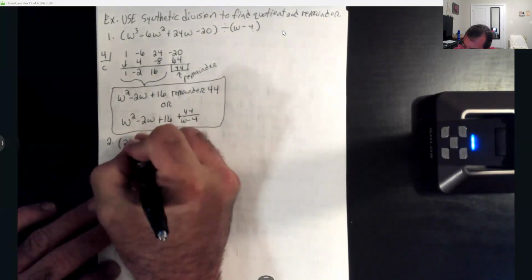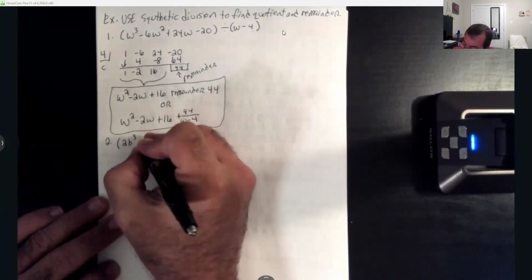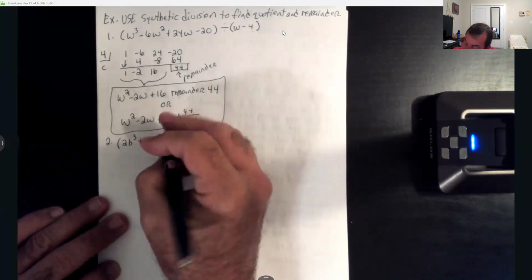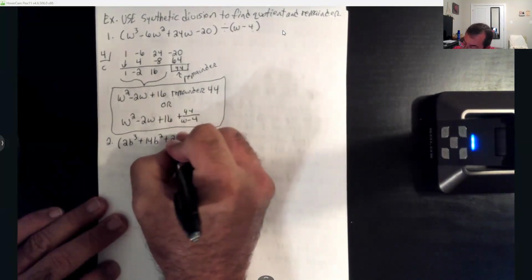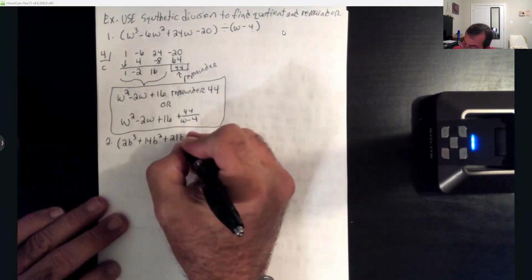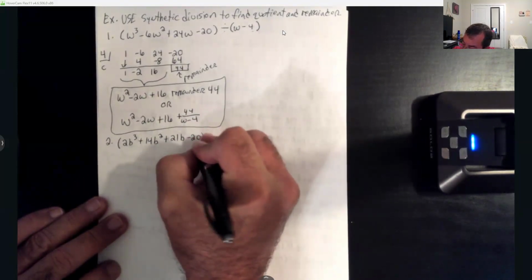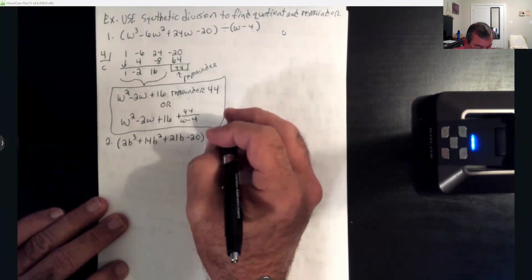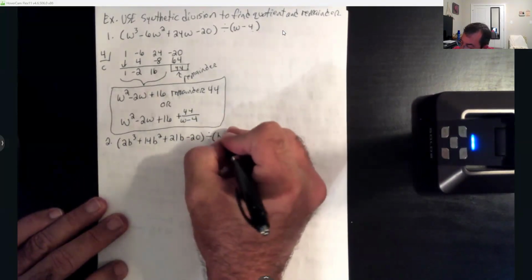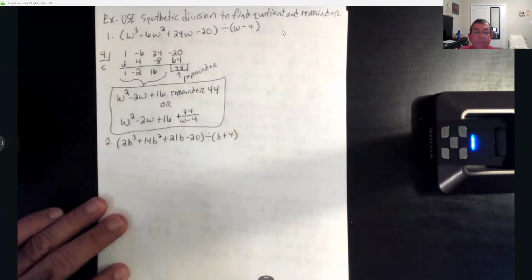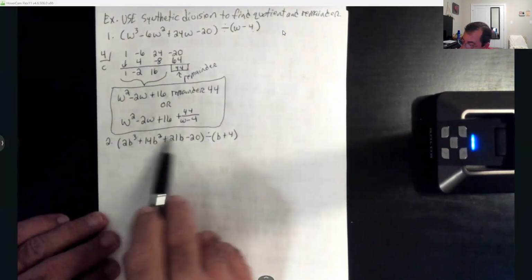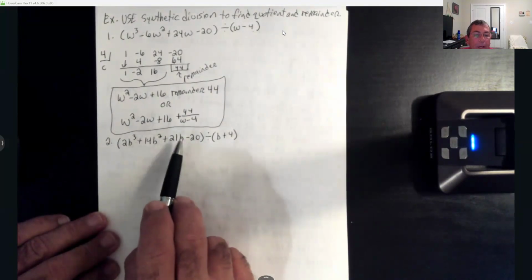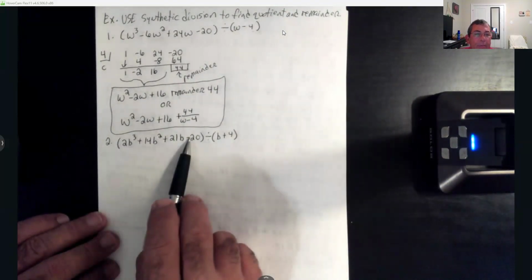2b to the third plus 14b squared plus 21b minus 20. We'll divide that by b plus 4. All right, so always check and see if anything's missing. So b third, b squared, b, number, nothing's missing.